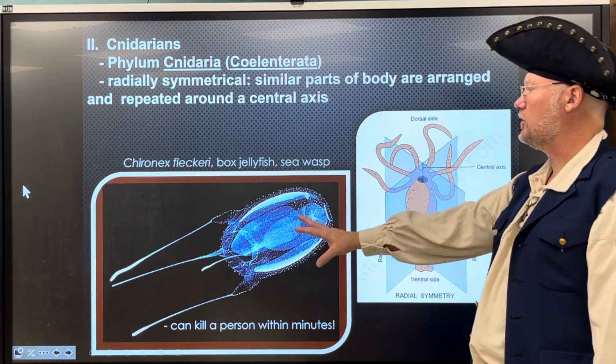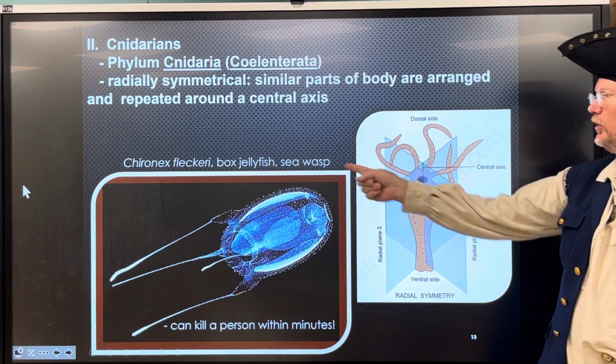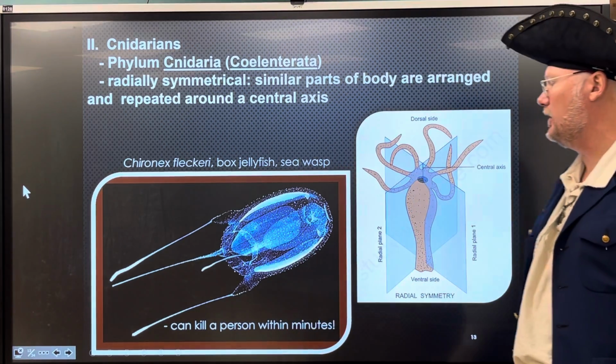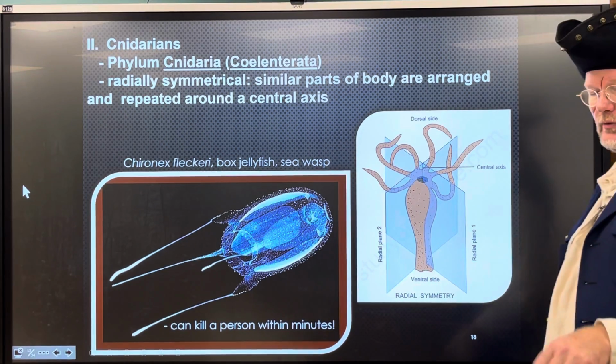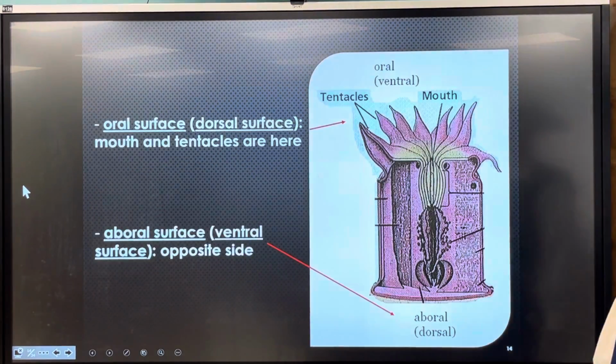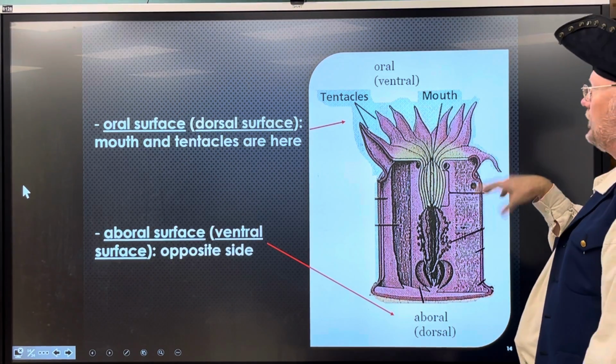So Chironex fleckeri is the box jellyfish, or otherwise called a sea wasp. It can kill a person within minutes. Thank God we don't have those here, but Australia's got those box jellyfish. So we have to label this, I think, in your notes.